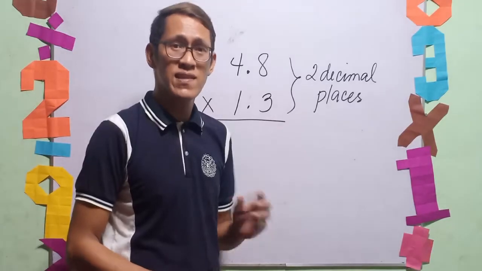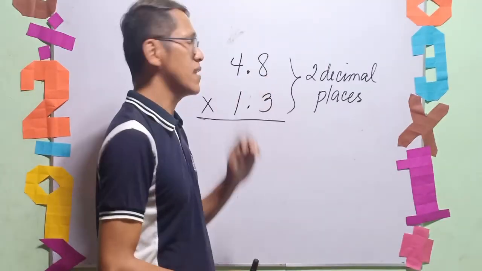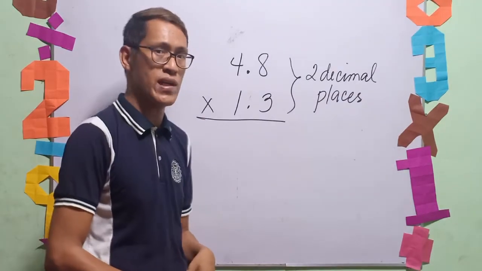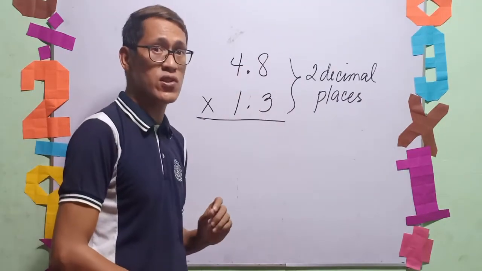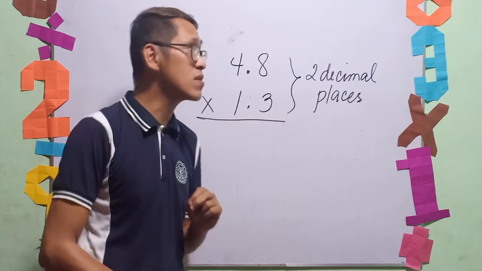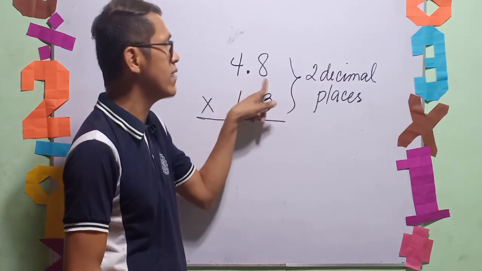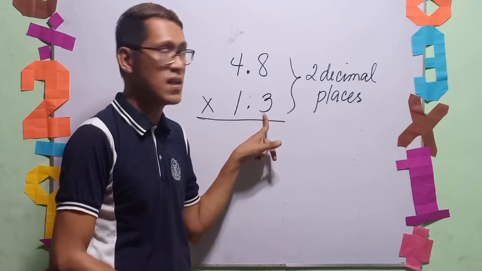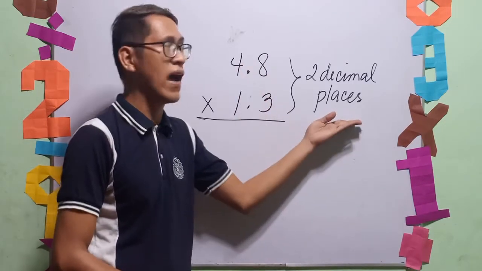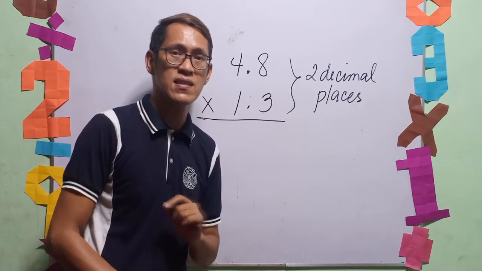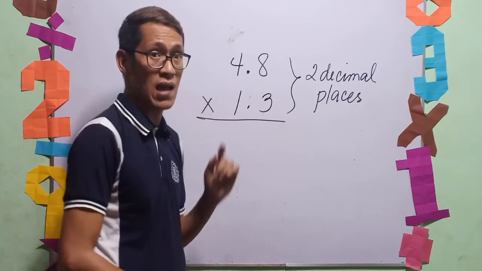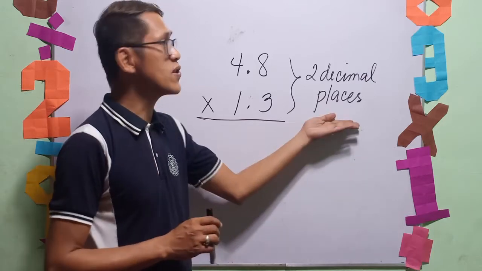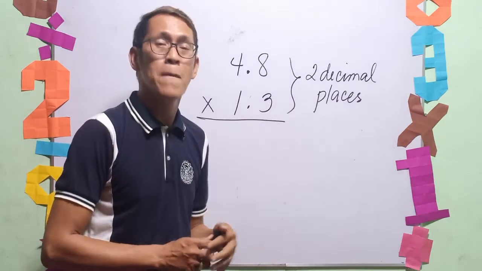Now let's have the next example. That is 4.8 times 1.3. So again, in the factors, if you notice, this time there are two decimal places. Here you have one decimal place. Here you have also one decimal place. So in the factors, you have two decimal places. Now let's multiply these like whole numbers. Now remember, in the product, there should also be two decimal places.